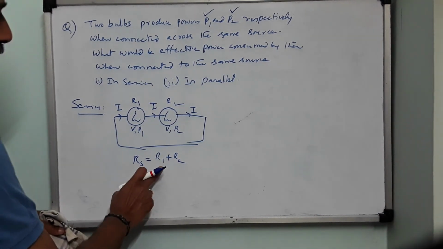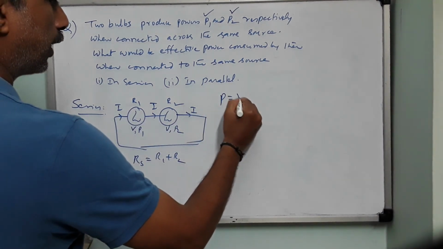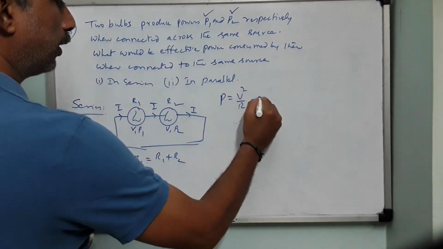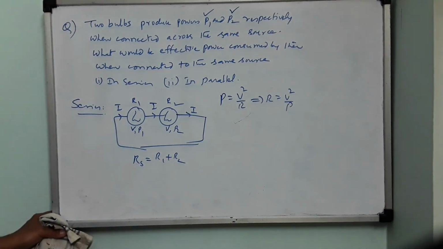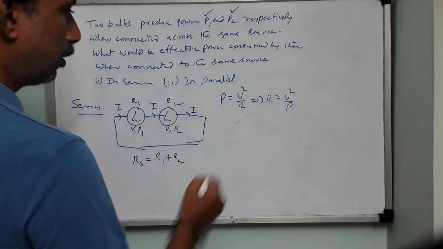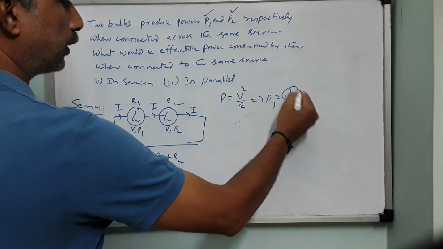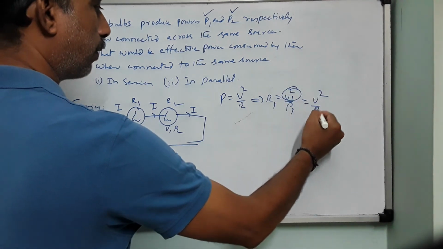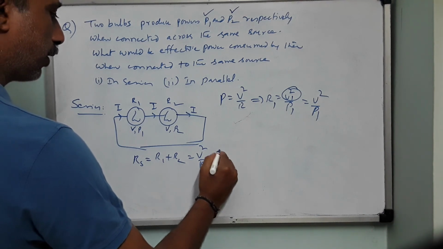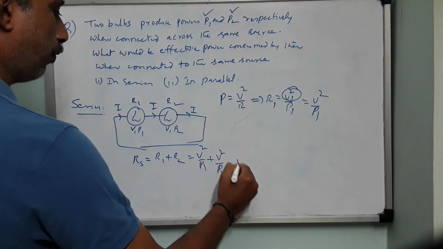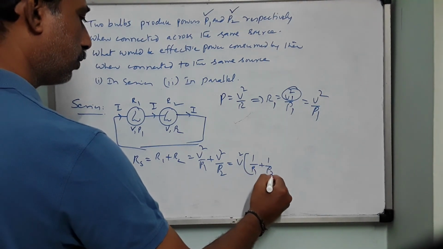So what is R1? Resistance of the filament. How do you calculate it? We use this formula again, P equals V square by R. This implies R equals V square by P. So R1 is V square by P1, since V is the same. So I write it as V square by P1 plus V square by P2. V square is common, so 1 by P1 plus 1 by P2.